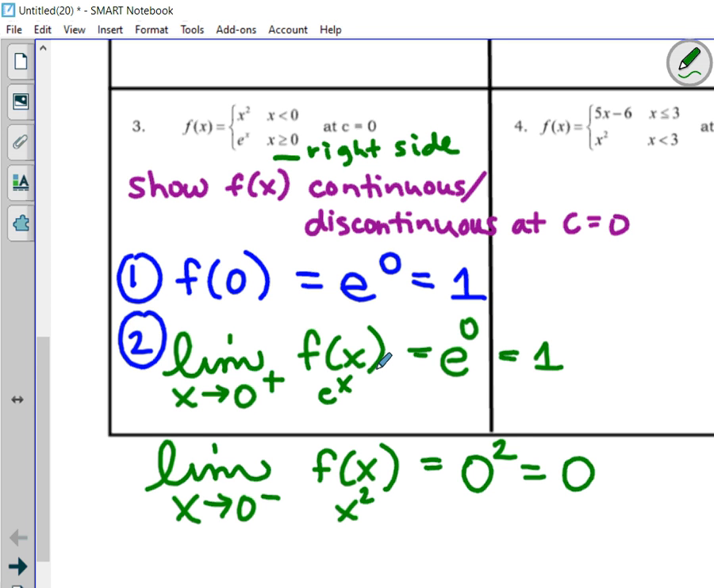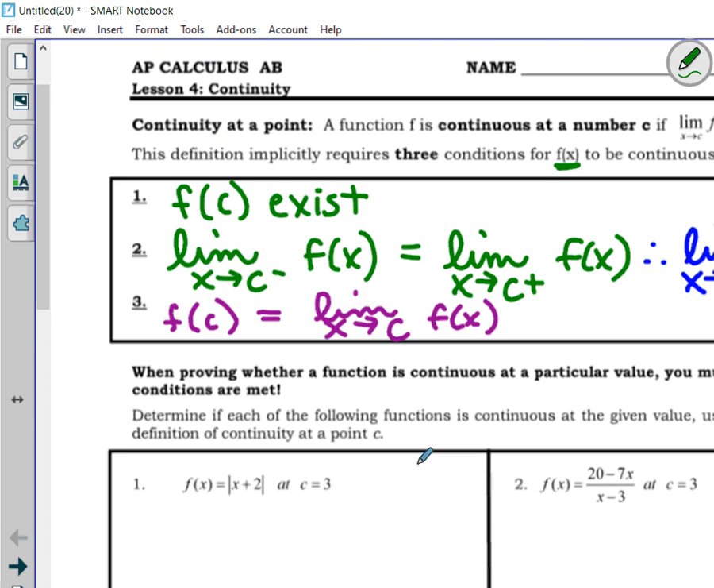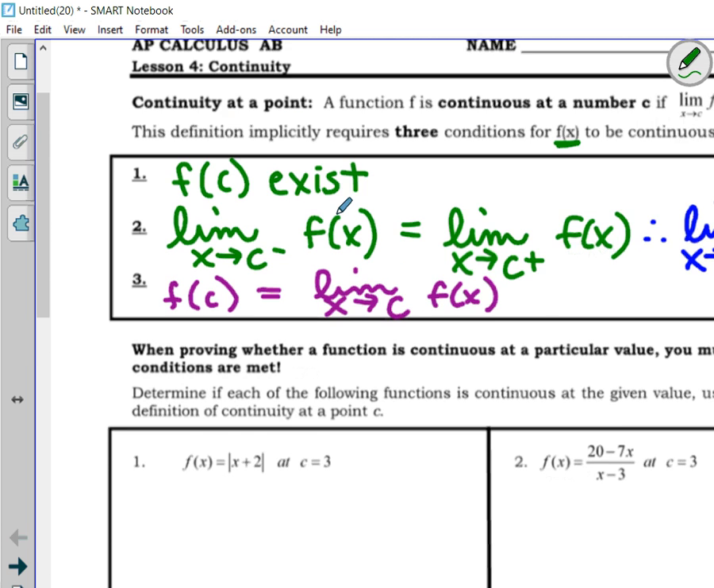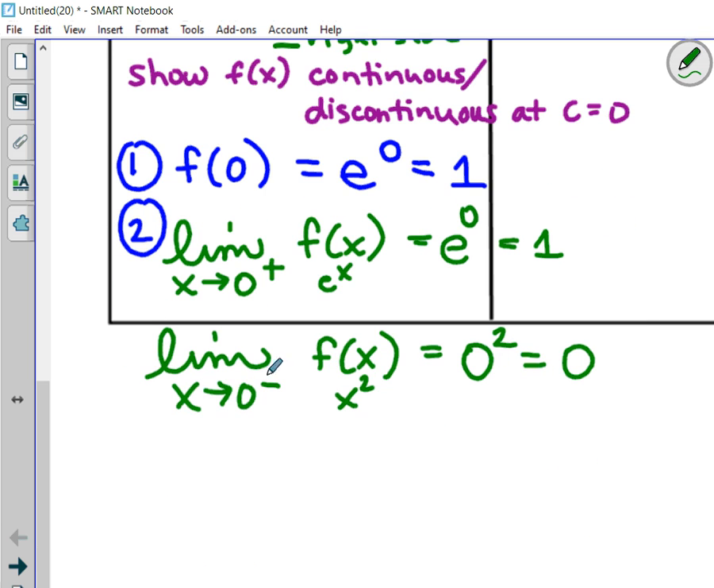Is this function continuous at 0? A couple people said no. A couple people were like, I don't have any idea. Well, let's see. f of 0 exists. Check. Left and right limits equal to each other. Not a check. Right. I can stop here with my steps. I can go to the answer now.